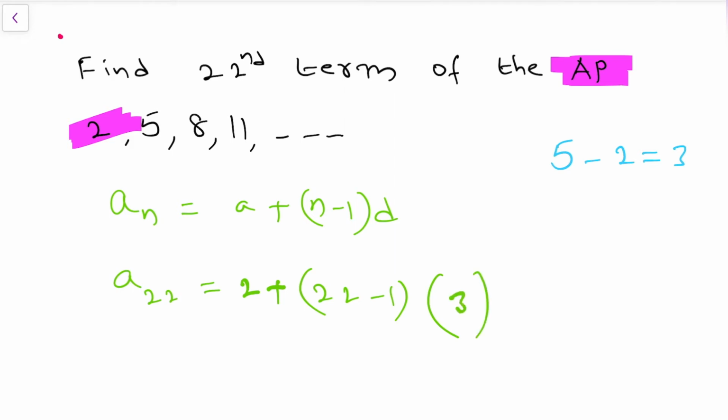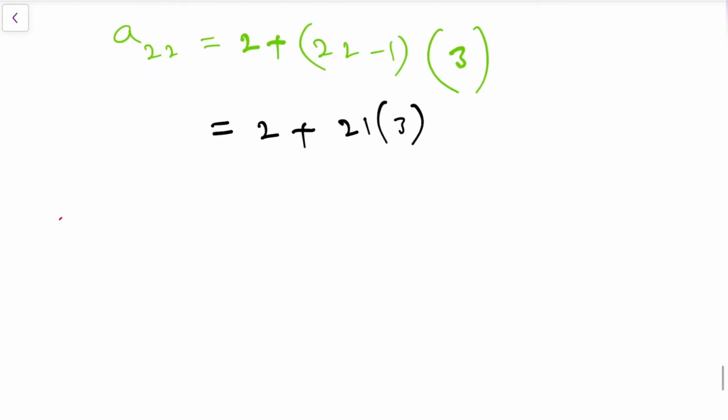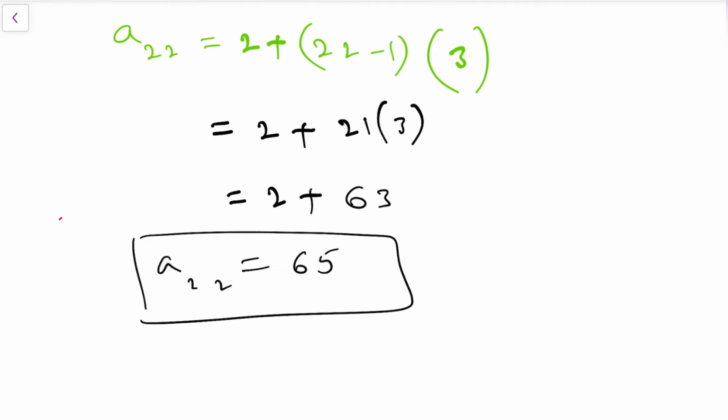If we simplify this, A22 equals 2 plus 22 minus 1, 21 into 3. So this will be 2 plus 21 3s are 63. 2 plus 63, 65. So the 22nd term of the given progression is 65.